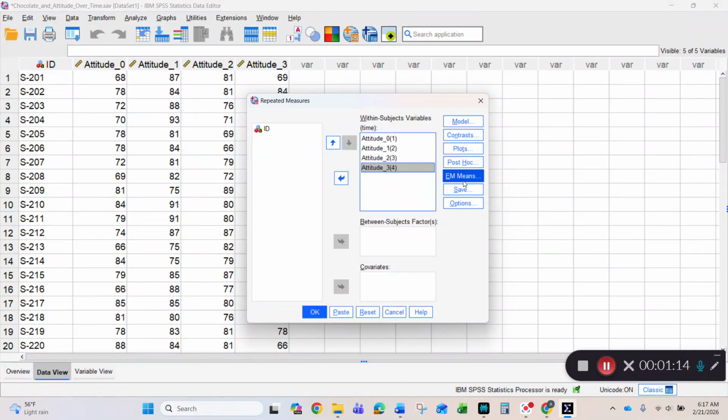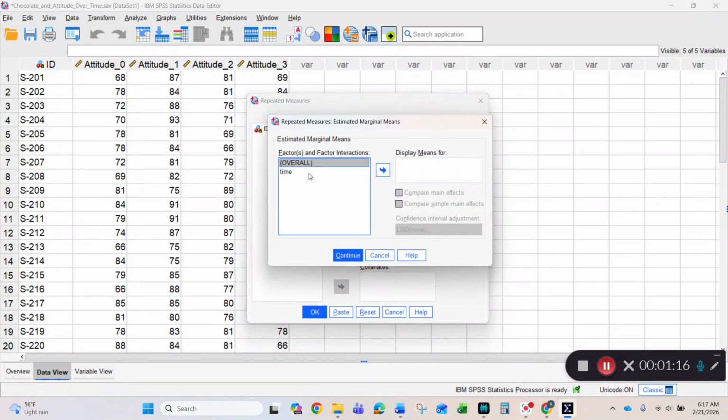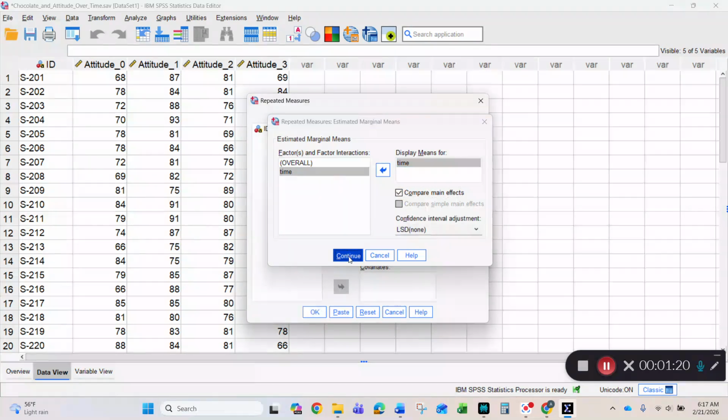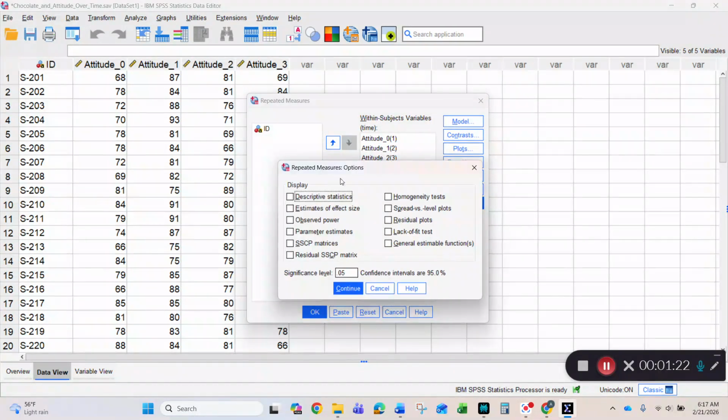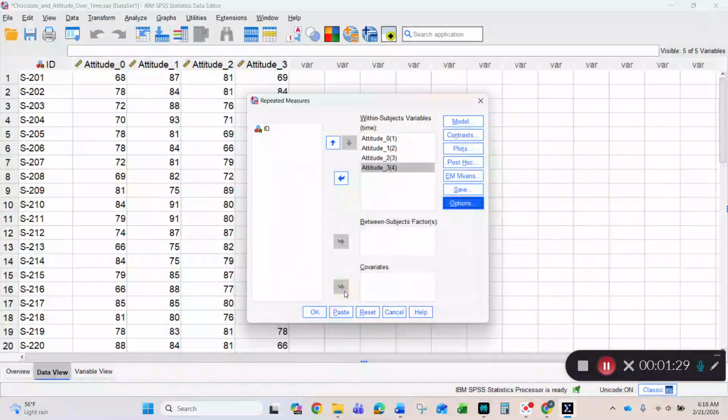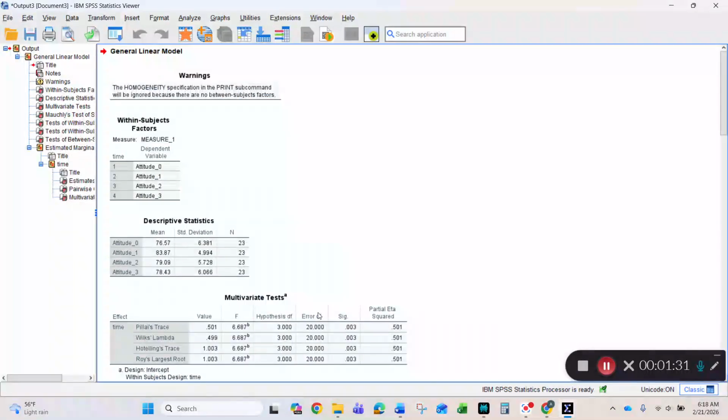And I'm going to select EM means, move time to my display means, compare main effects, continue. And under options, I'm going to select descriptive statistics, estimates of effect size, and homogeneity tests, and click continue. And OK. Now to interpret my results.